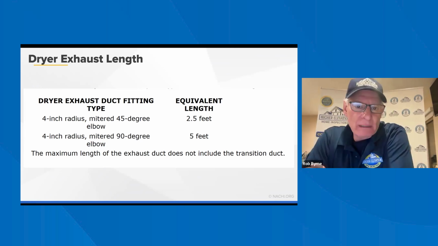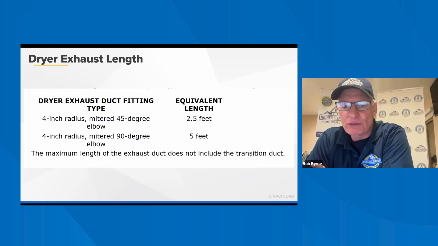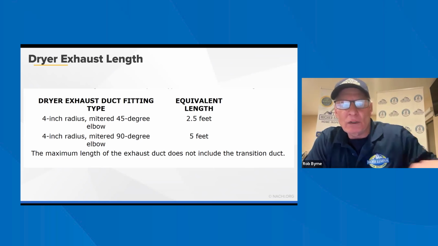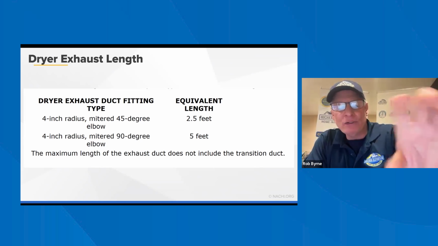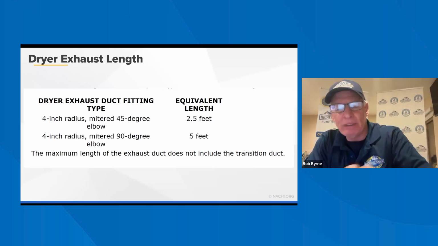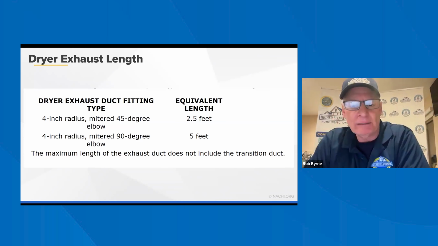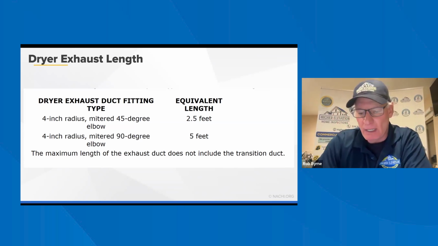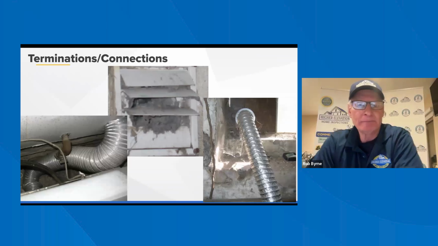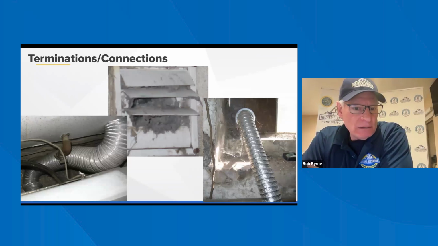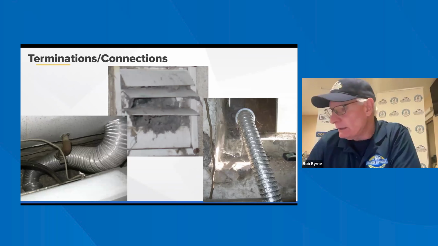Dryer exhaust duct fitting type: 4-inch radius, 2.5 feet; 4-inch radius, 5 feet. The maximum length of the exhaust duct does not include the transition duct. So again, the more bends you have in piping, it's going to restrict the flow. So you want to have the minimal amount of bends or curves in a dryer vent. Let's see what we got here.